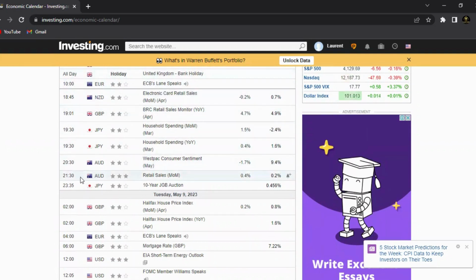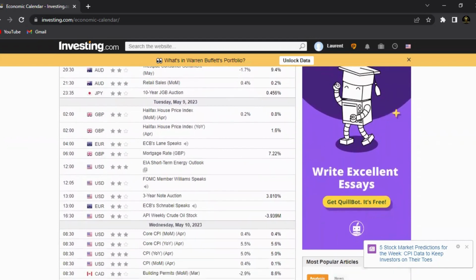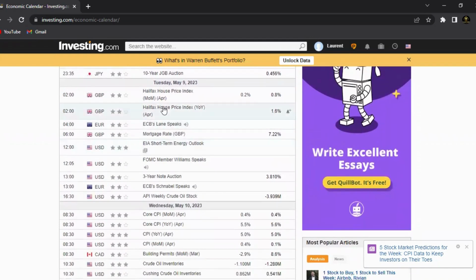Retail sales for the Aussie dollar at 21:30 Eastern Standard Time. That will be in about 10 hours and 50 minutes. This is a strong event, so I wouldn't suggest anybody trade the Aussie today. Tomorrow we'll be having some fundamentals too, but most of them, as you can see, are not strong.